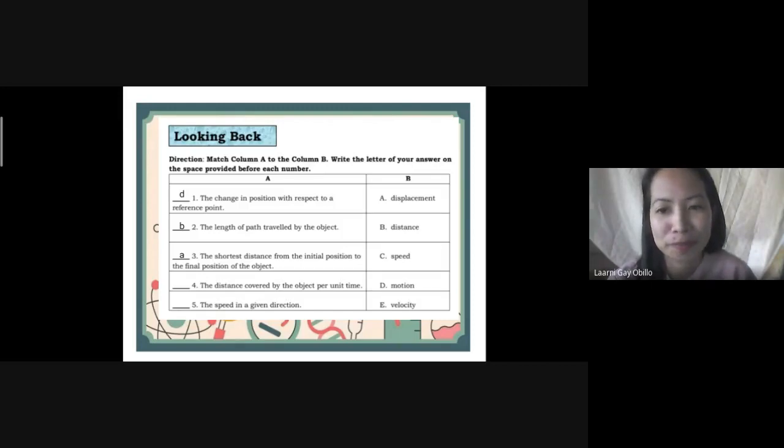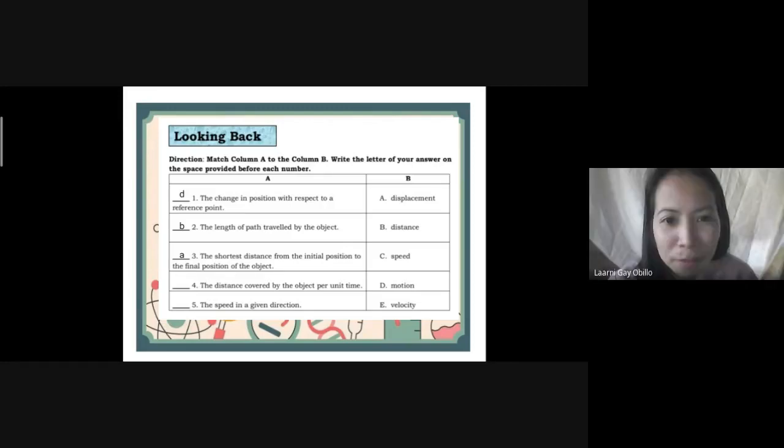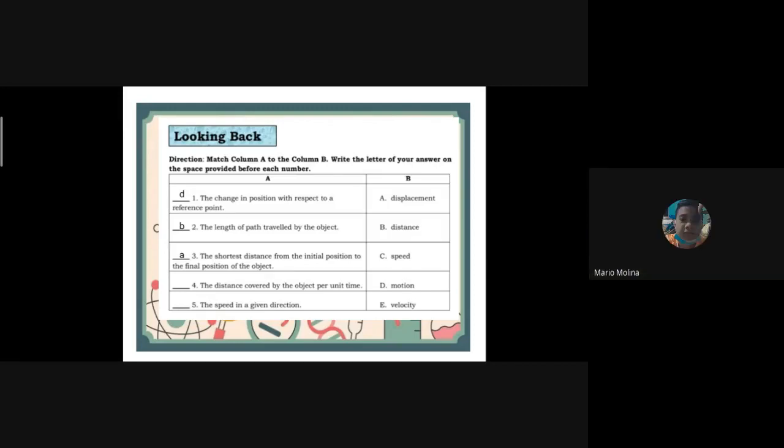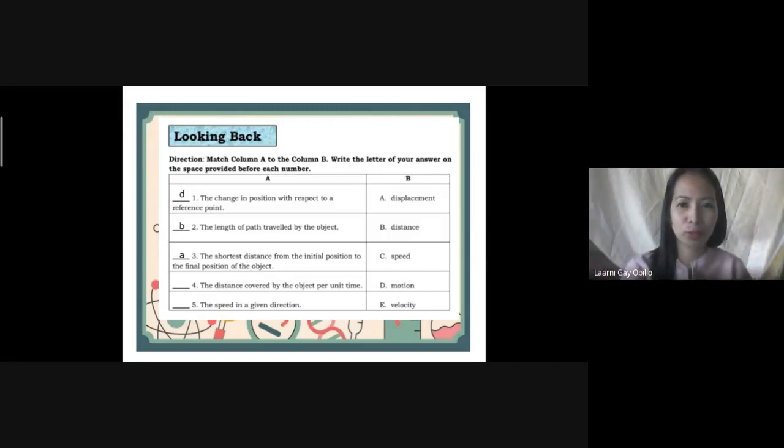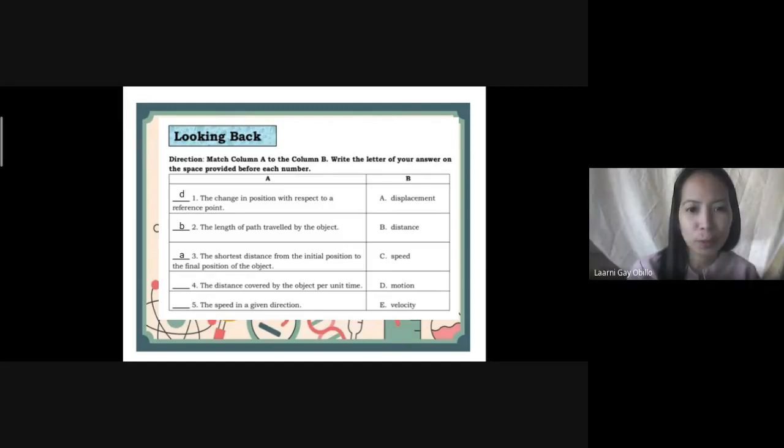Mario. The distance covered by the object per unit time. Okay, motion po? Meron na kanina sa motion na number 1 yan. The distance covered by the object per unit time. Letter E po, ma'am.